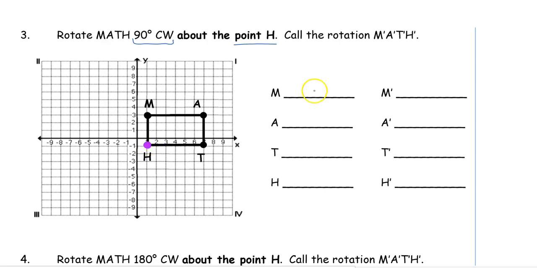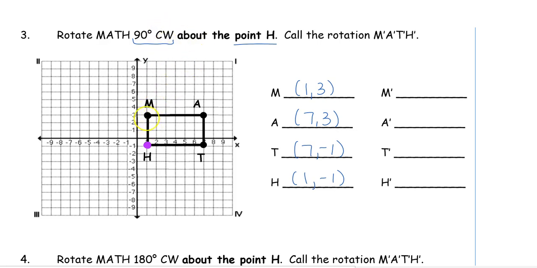Let's look at our original points. M is at 1, 3. A, we're going right 7, up 3. T, right 7, down 1. H, right 1, down 1. What I need to do is rotate these around H. So I'm imagining that H is not going to move, but I'm going to take this and go one click to the right.